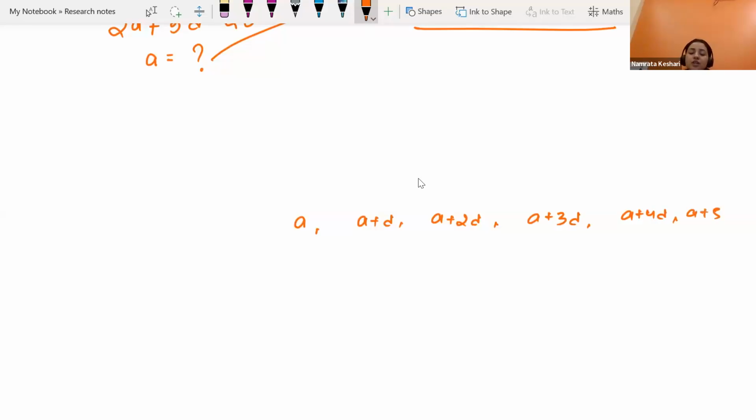ऐसा कुछ हमारा जनरल फॉर्म ऑफ AP दिखता है. इसके पहले वाला टर्म विल बी A माइनस D. इसके पहले जो टर्म होगा वो A माइनस 2D होगा. ओके, इसके पहले, ऑफ कोर्स, थिंक अबाउट इट. A के पहले वाला टर्म क्या होगा? A माइनस D होगा. ओके, उसके पहले वाला टर्म A माइनस 2D होगा, राइट?